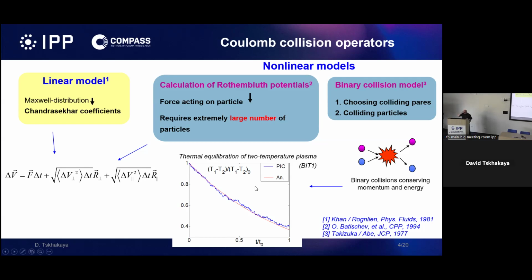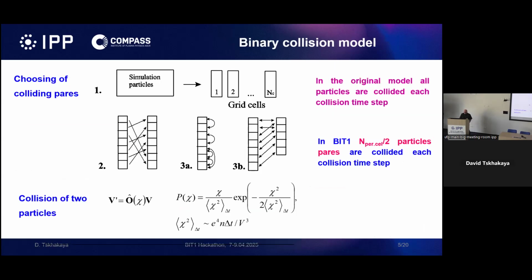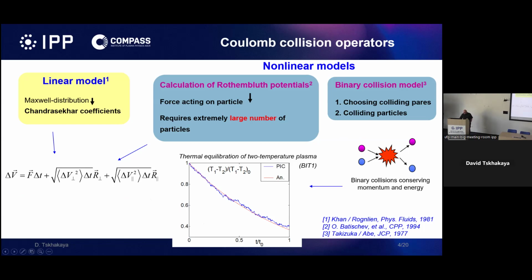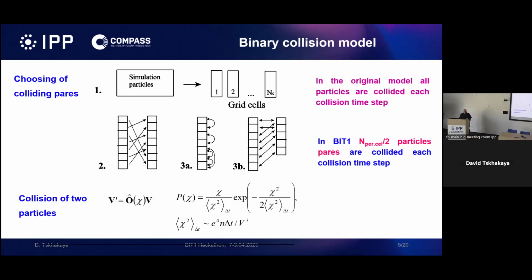I'll give you a very old test simulation from when we implemented this approach in BIT1. This is the equilibration of a two-temperature plasma. The red one is analytic and the blue one is particle-in-cell. And you see it ideally follows the analytic approach. It works. It was introduced by Takizuka-san in the 70s, and it's a very advanced one.